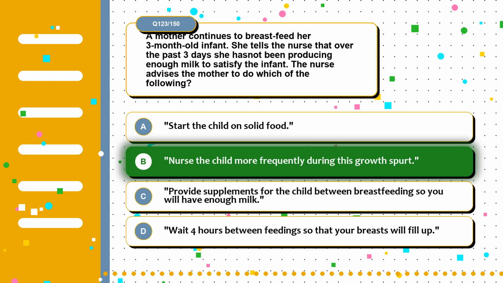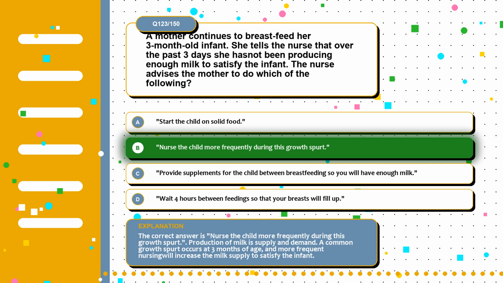The correct answer is option B. Nurse the child more frequently during this growth spurt. Production of milk is supply and demand. A common growth spurt occurs at 3 months of age, and more frequent nursing will increase the milk supply to satisfy the infant.